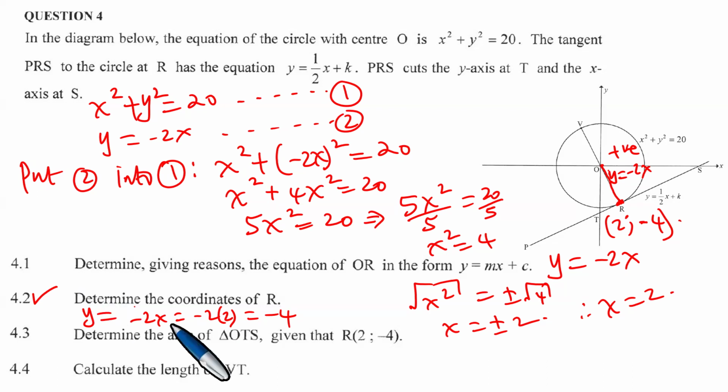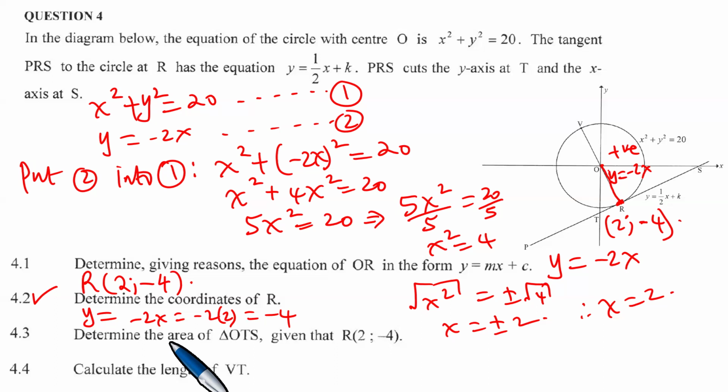So the coordinates of R, for the examiner wants them, what are they? For this question, the coordinates of R are X is exactly 2 and Y is minus 4. Those are the coordinates. So we continue.